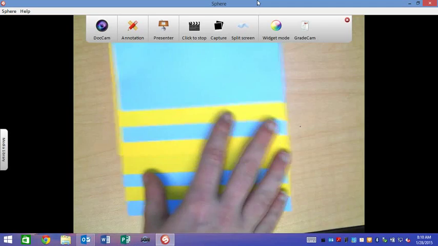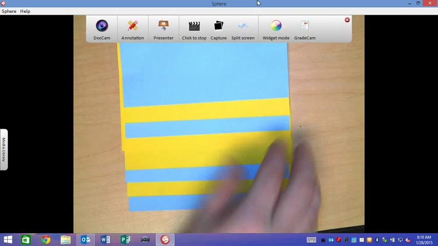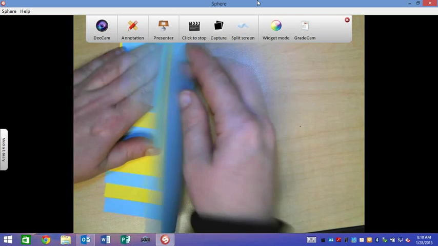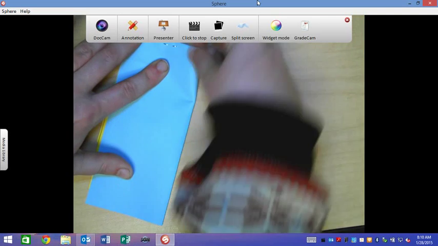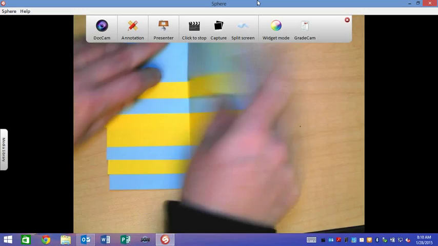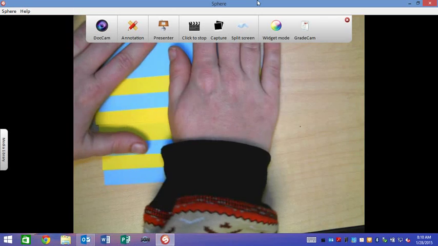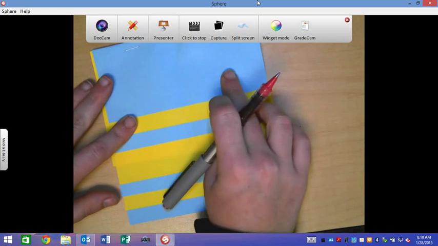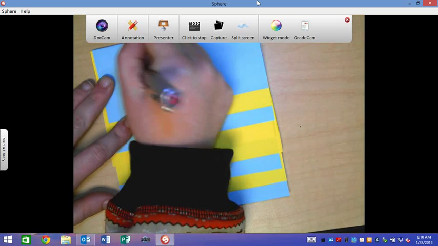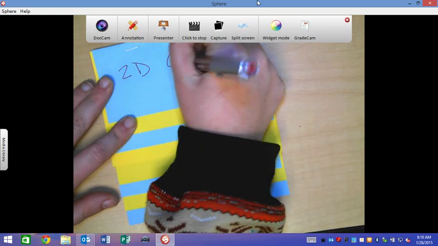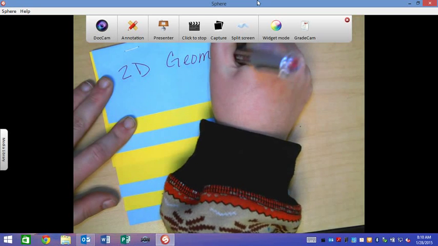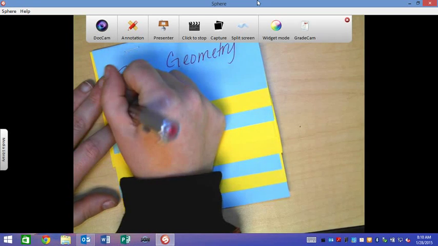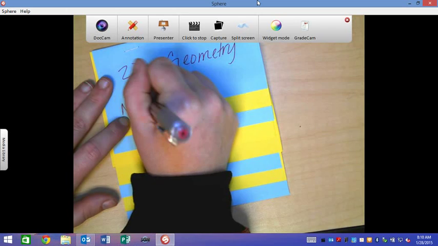So, how you're going to label this. First of all, you will want to fold it in half so that you have a guide. That way you know what should be on each side. Your top flap is going to be your label. It's going to say 2D geometry. And I want you to write your name and class period on the front as well.